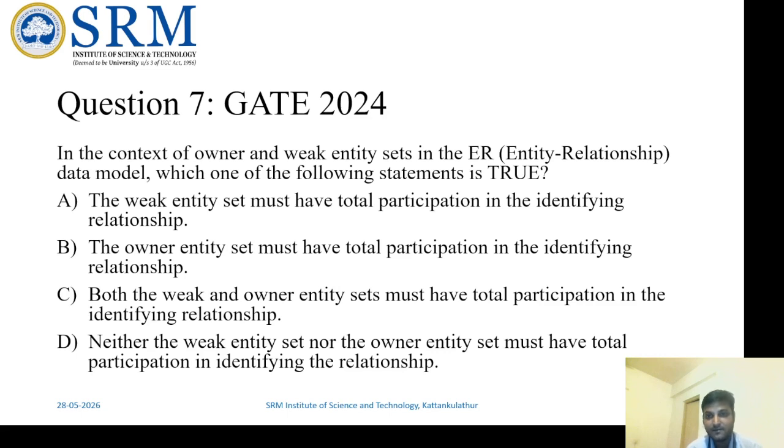The thing is that it is a weak and strong entity ER data model, where we know that a weak entity set must have total participation in the identifying relationship. It is true. Now, the owner entity set must have total participation in the identifying relationship, obviously? It is false. Okay. But let me see the explanation.